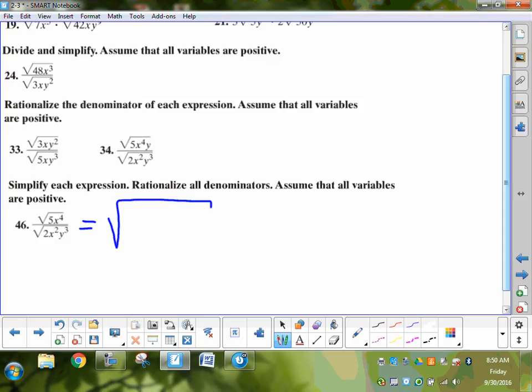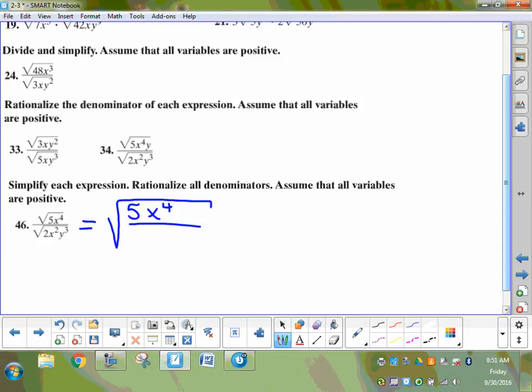We can't answer this question. 5x to the 4th all over 2x squared, y cubed. Do any reductions happen here? No, there absolutely is. The x's, yeah. So now I'm left with this. So I've got square root of 5, 2. This y is going to be still stuck in the denominator. But what happens with the x's? What are you left with? X squared, where? Numerator.